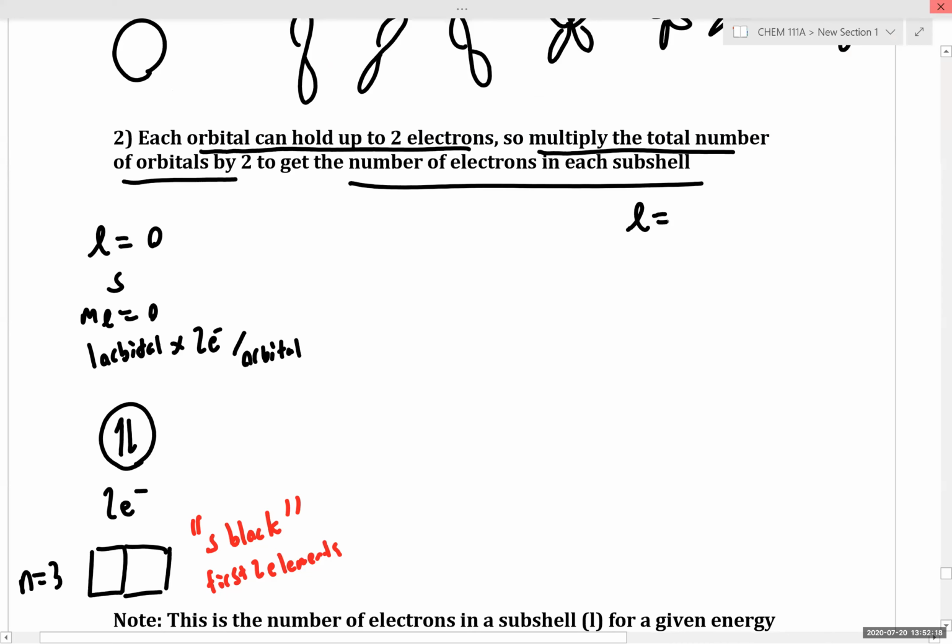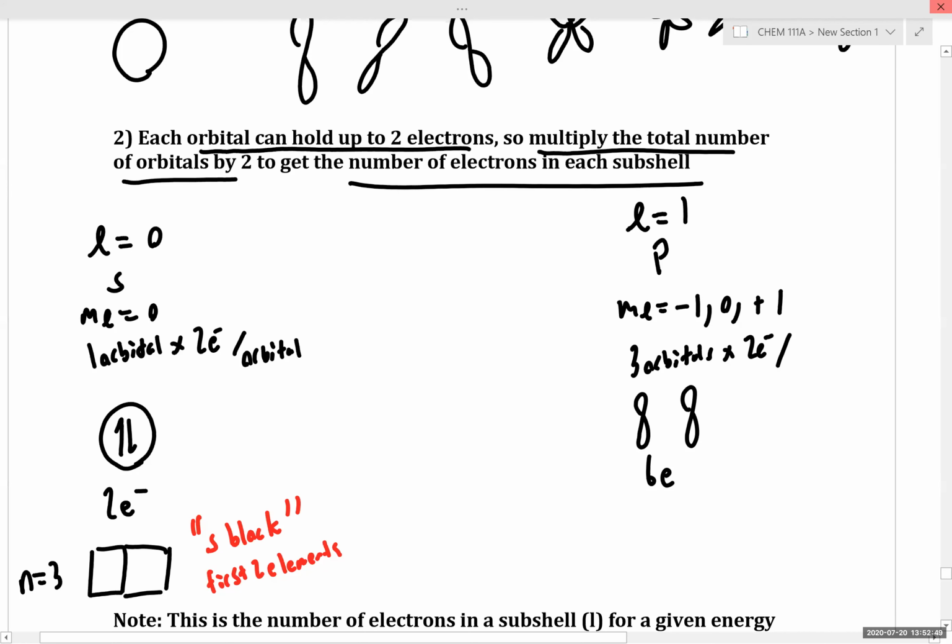Now let's look at L is equal to 1, which is our P block. We have ML values ranging from -1 to 0 to +1. And yes, there is a reason I'm setting this up exactly in this orientation. So we have 3 ML values. So we have 3 orbitals times 2 electrons per orbital. That gives us a total of 6 electrons. So let's draw out a picture of that.